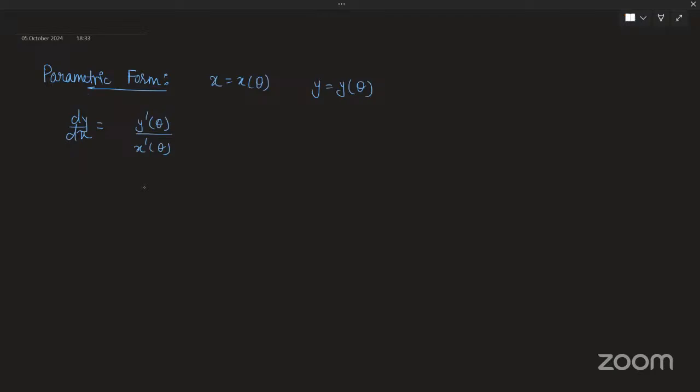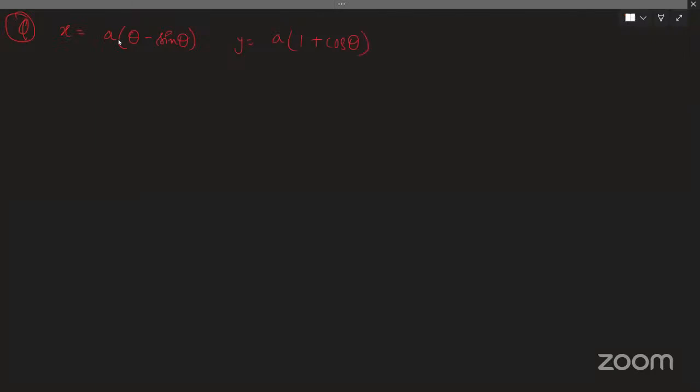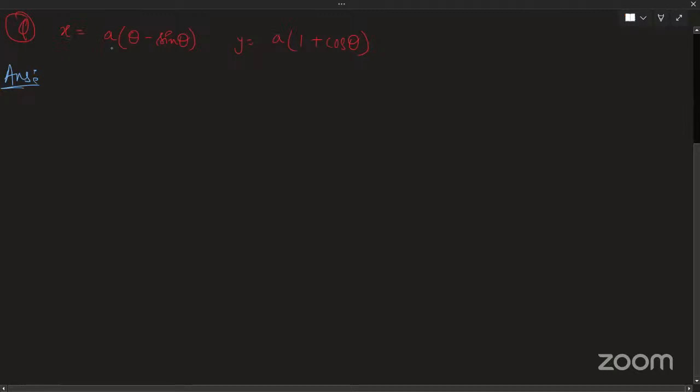Let us just try. So x is equal to a into theta minus sine theta, and y is equal to a into 1 plus cos of theta. So obviously it is asking you the value of dy by dx. How would you do it? Can you tell me what is the value of x dash of theta? I need to differentiate this with respect to theta. What will it be? The derivative of x with respect to theta. Anyone?